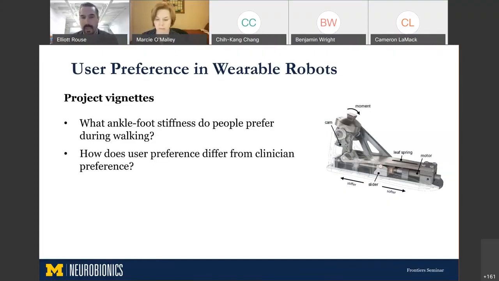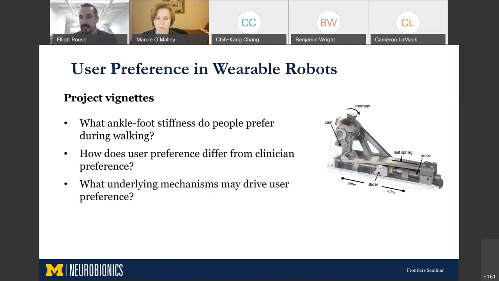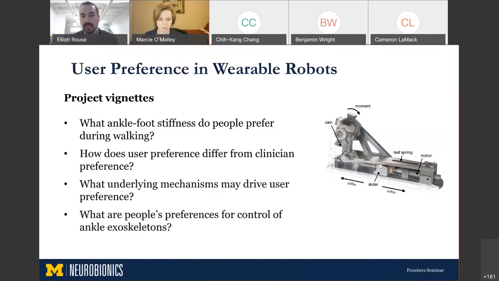The next question we asked is, how does user preference differ from clinician preference? Then we looked at what underlying mechanisms may drive preference. So what might people be sensing that's governing their response? And maybe we can use this information in the future to guide the design and control of these systems? And then finally, I'll switch gears a little bit and tell you some of our more recent work on preference-based control of ankle exoskeletons.